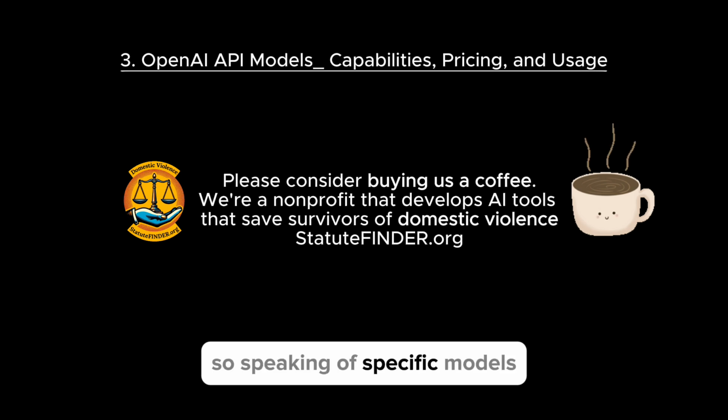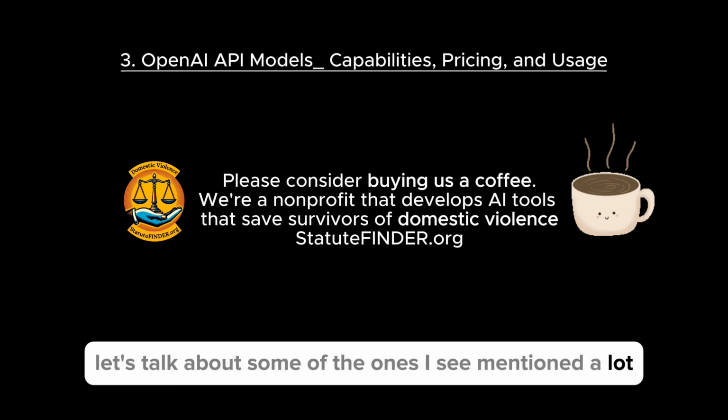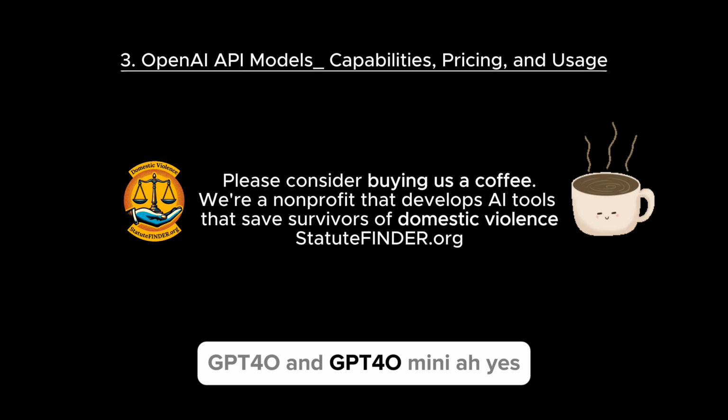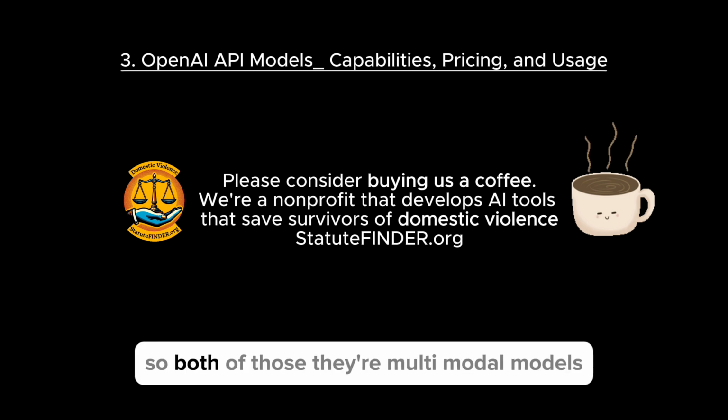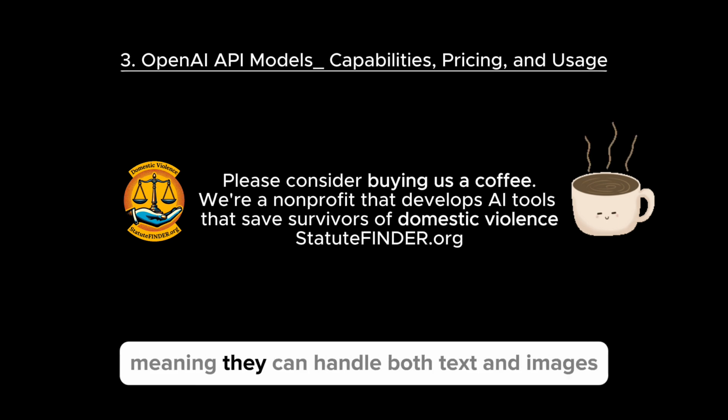So speaking of specific models, let's talk about some of the ones I see mentioned a lot. GPT-4o and GPT-4o Mini. Yes. Both of those are multimodal models, meaning they can handle both text and images.